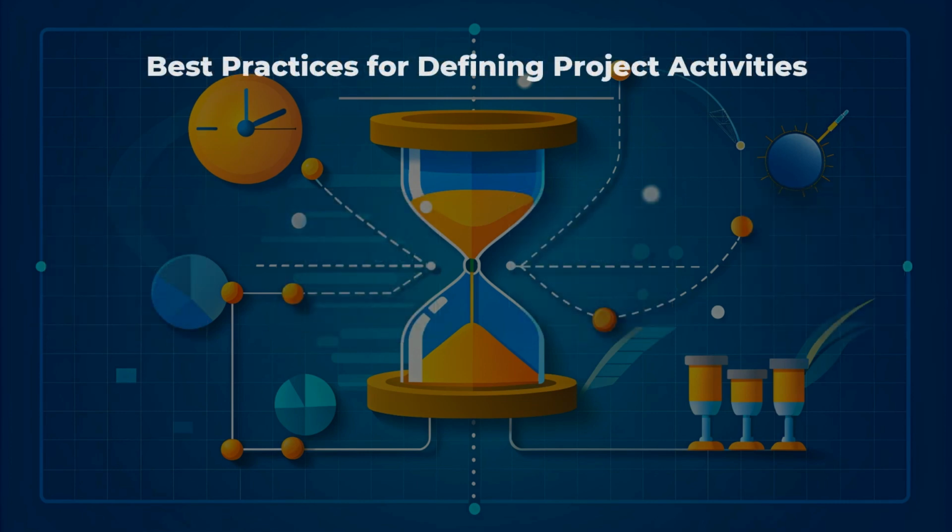Now, we'll discuss best practices that can help ensure the process is accurate, efficient, and effective. These best practices include involving the project team, using a systematic approach, keeping activities manageable, validating with stakeholders, and continuous review and update. Let's dive into these practices.